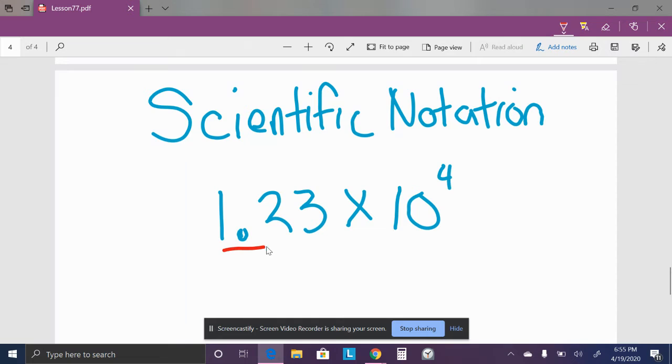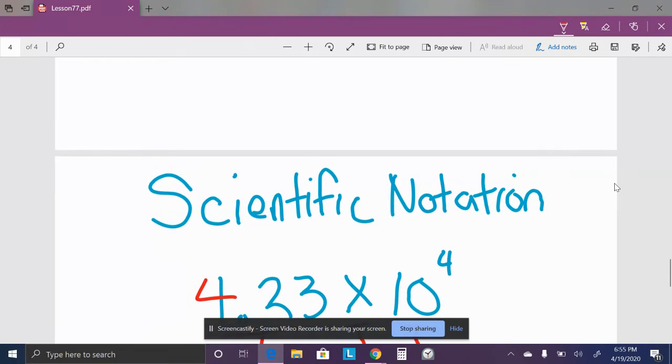The first part right here is the number out in front. There is always going to be only one digit before the decimal. Okay, it doesn't always have to be one. This could be also a 4, right? This could be just one digit before the decimal. And it's always going to be multiplied by a power of 10, meaning that it's going to have 10 times some sort of exponent. So there are three components to scientific notation. We have the number out in front times a power of 10. So let's take a look at some numbers and see how you convert them to scientific notation.